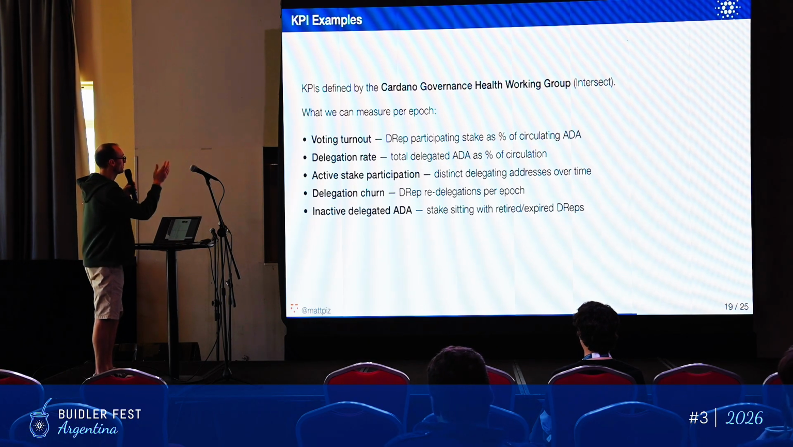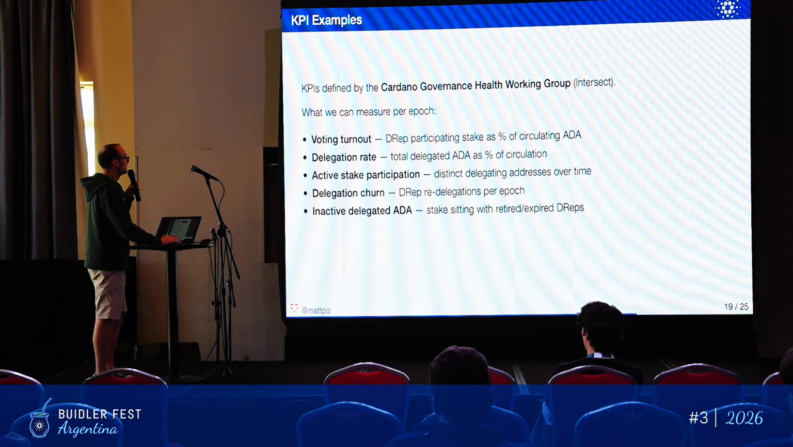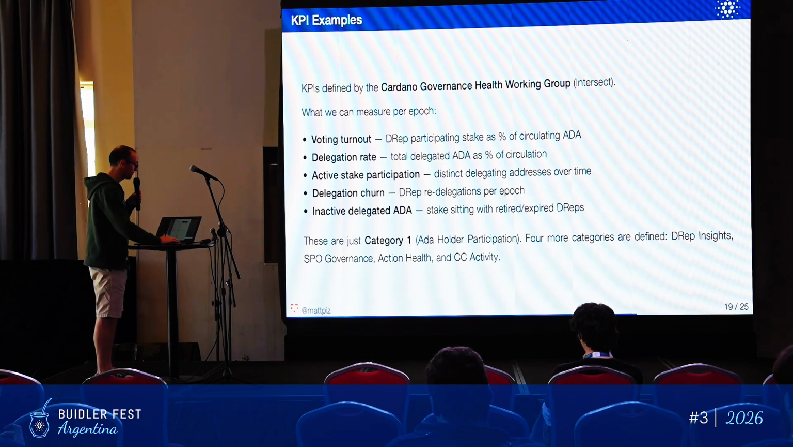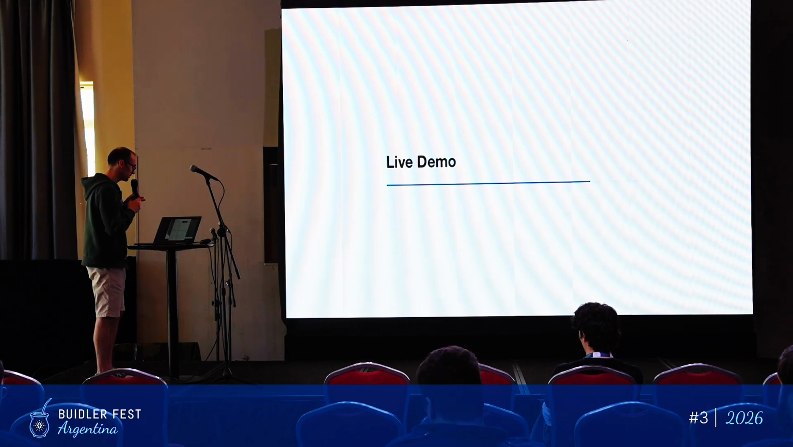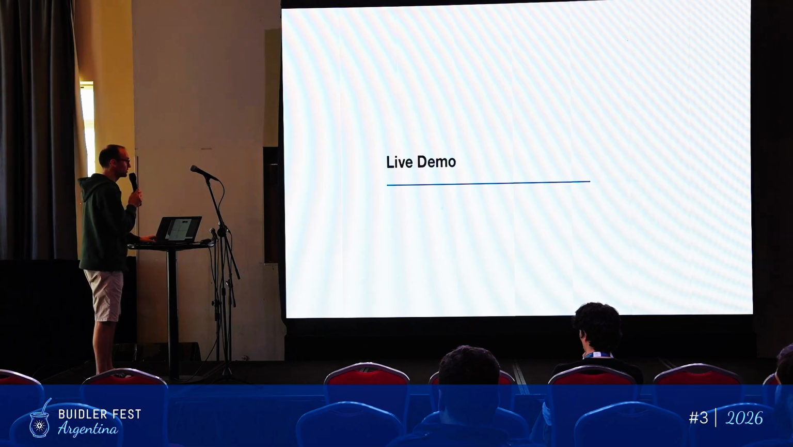These are some metrics that the governance health working group defined for Intersect, things they want to follow to see how governance is going. I won't go through all that. These are just examples from the first category, but there are a lot of different categories for following governance health. I wanted to present that initially, but I've had some bad cleaning on my data, so I won't show charts that are really ugly.